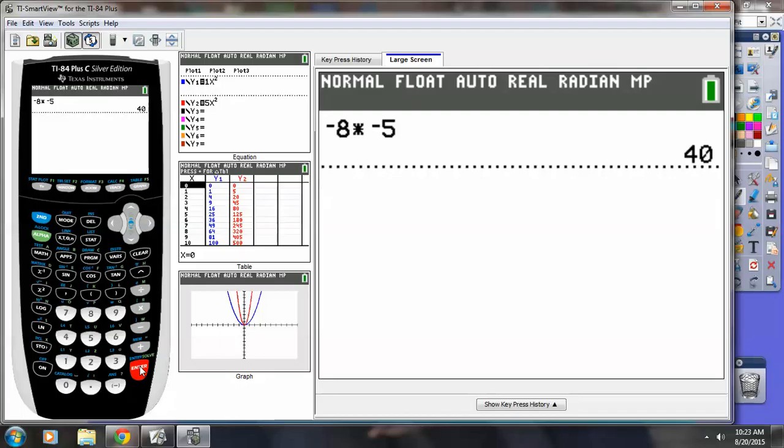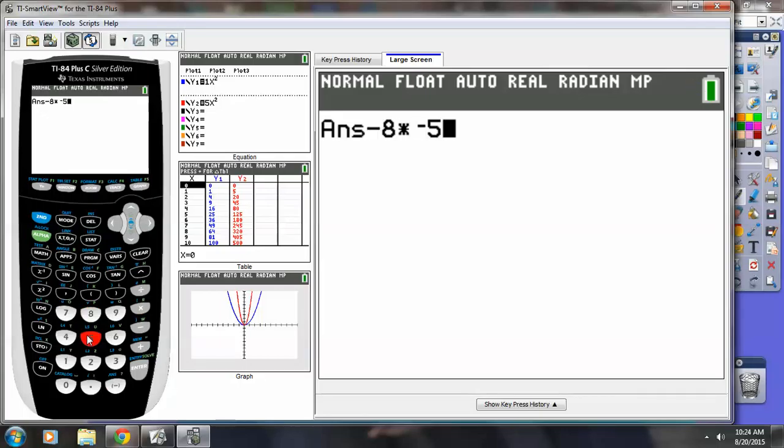Now, if you do something different, let's say we type in a -8 times -5. That didn't give me 40, did it? Why didn't it give me 40? You might know what I did wrong. I used the minus sign, okay?